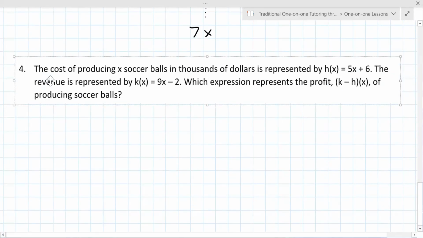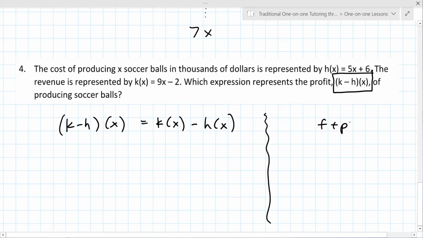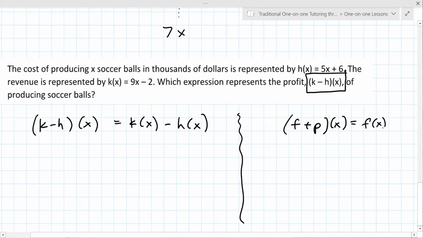All right, now I know it's tempting to read all this, but what the question is really asking for is what's down here. Sometimes you just got to cut through all that. So k minus h of x, because there's an operator here, subtraction, this means k of x minus h of x. Similarly, let me go f plus p of x. This would be f of x plus p of x.